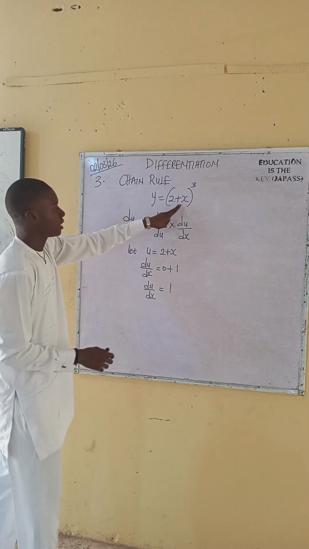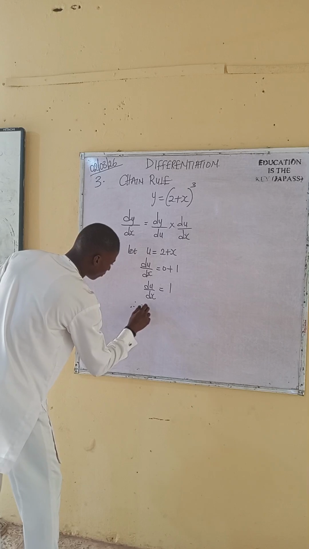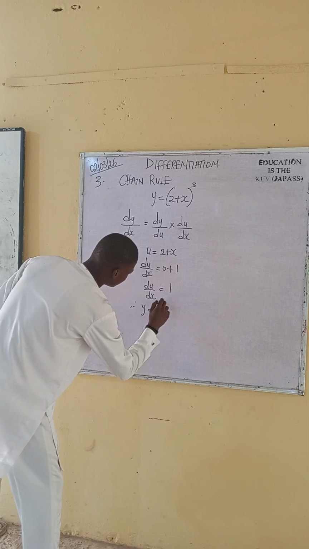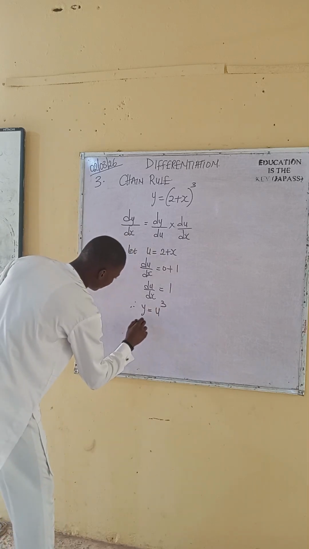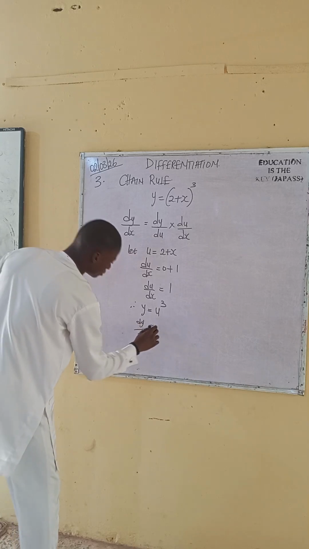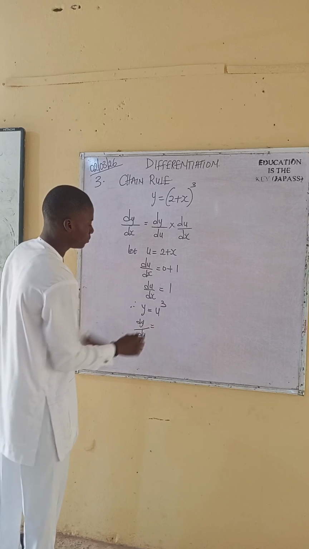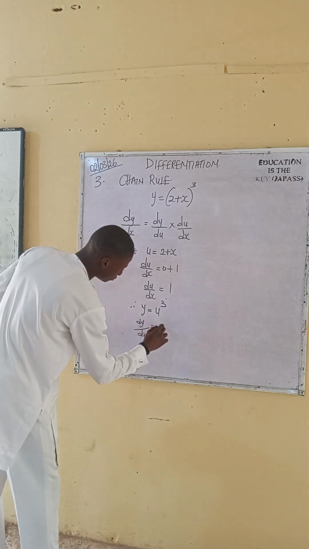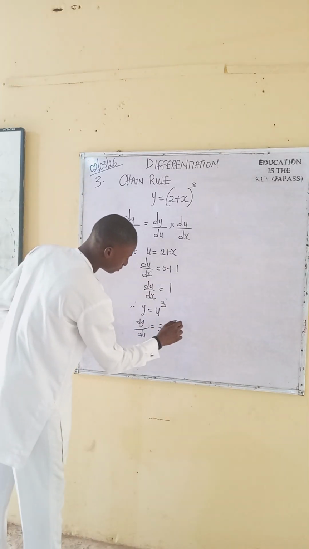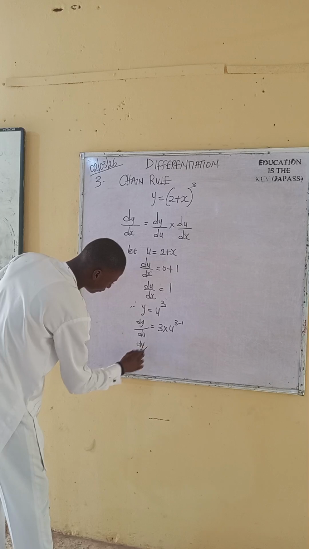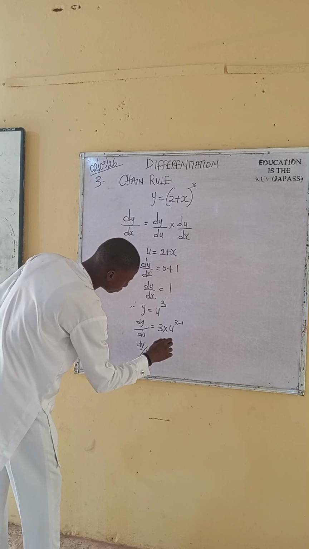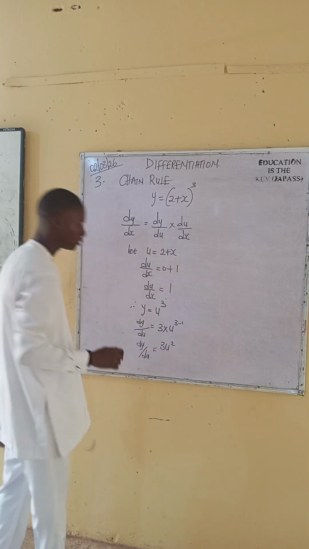So now, since I called 2 plus x u, here is now u, right? I will now say that my y is equal to u raised to power 3. So to differentiate this y, we transfer to this u now. The dy over du will be equal to, to differentiate u cubed, bring down the 3, so 3 multiplied by u, then reduce the 3 by 1, so 3 minus 1. Therefore, dy over du is equal to 3u, 3 minus 1 is 2, that's 3u squared. Right?